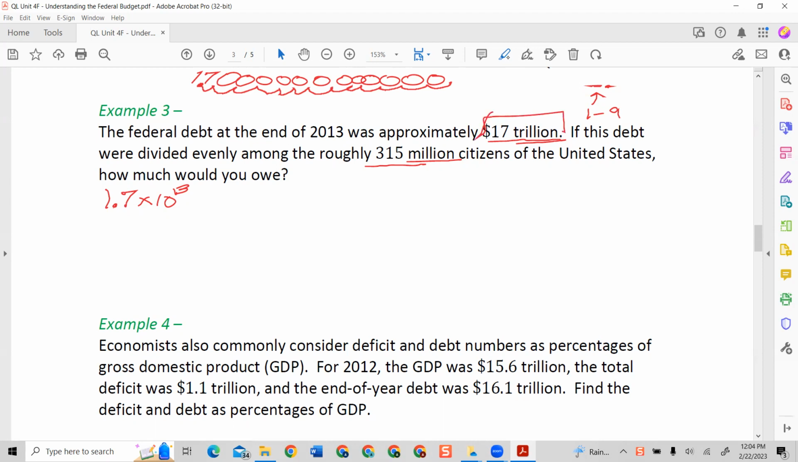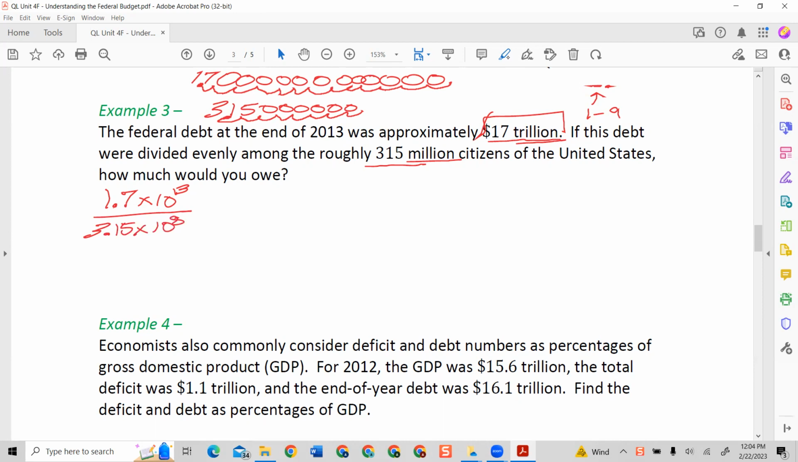Now let's write the 315 million in its correct notation. So I'm counting out my zeros. I'm going to go 1, 2, 3, 4, 5, 6, 7, 8. All right. So now this one is going to be 3.15 times 10 to the 8th.